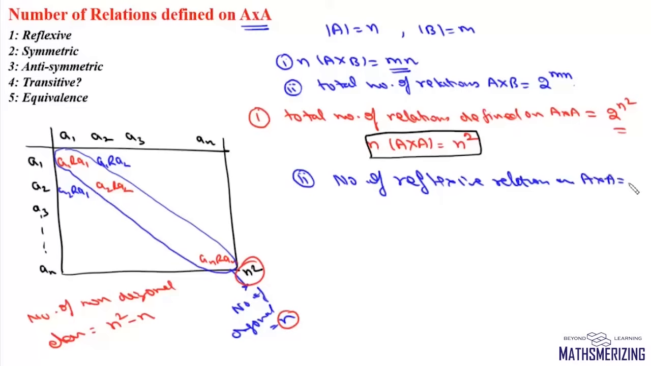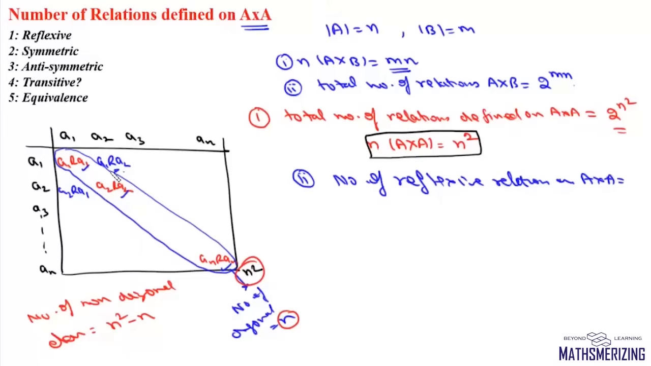Now we know that a relation is reflexive when each element is related to itself. So that means for this relation to be reflexive, all these diagonal elements must be present in the relation. So it must have A1, A1, A2, A2 and AN, AN. So we have already selected these n elements. Now for each of the remaining non-diagonal elements, we have two choices. Either we can select that element in the relation or we may not select it.